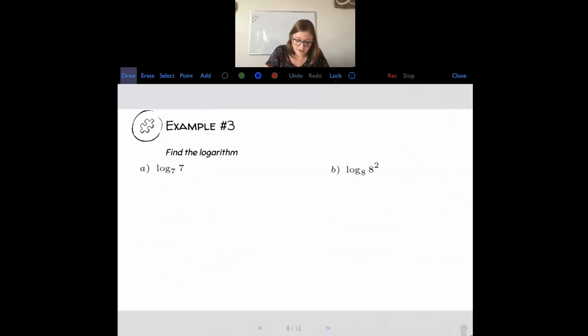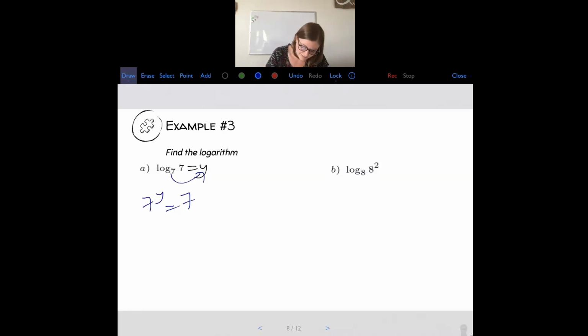So we have A, log base 7 of 7, set it equal to y, convert it to an exponent. Now you may be able to determine what the power is equal to without converting it to an exponent. I just find it helpful, so that's what I'm showing. But if you already know what it's equal to by looking at it, you can do that as well. Okay. So we have 7 to the power of y is equal to 7.